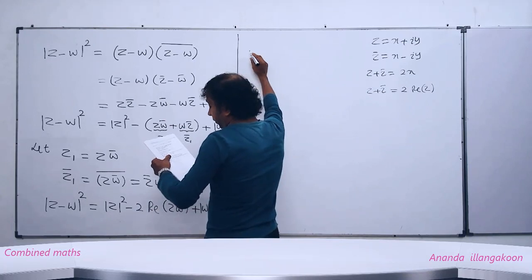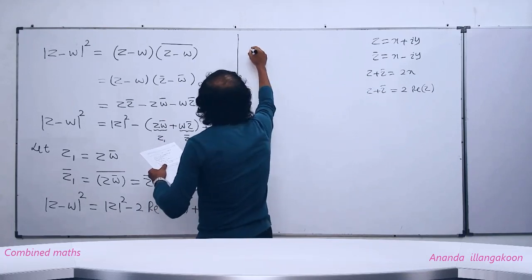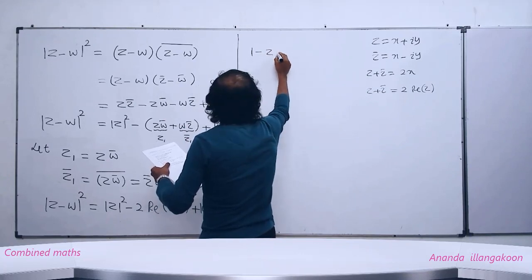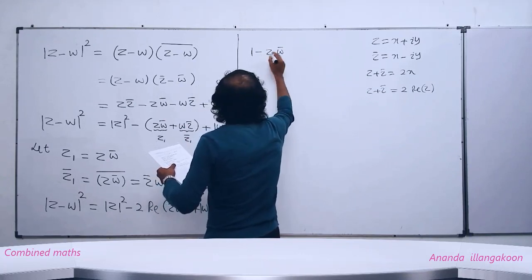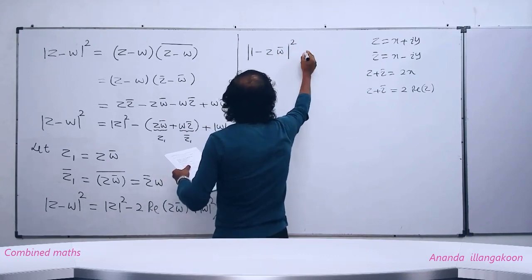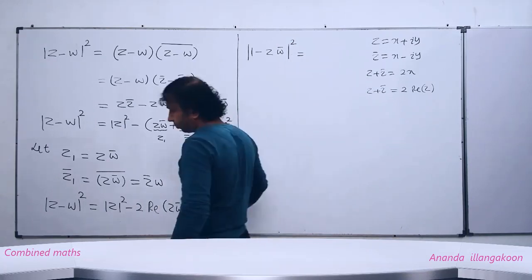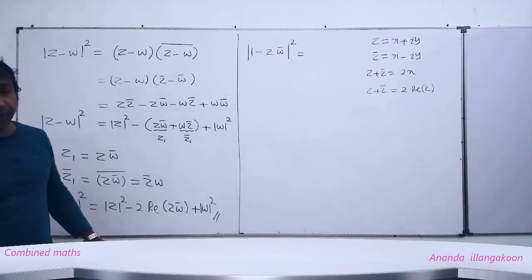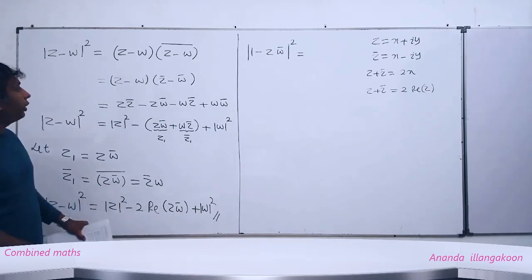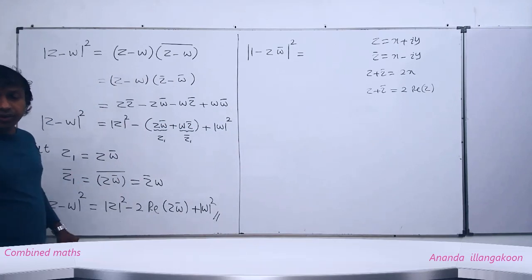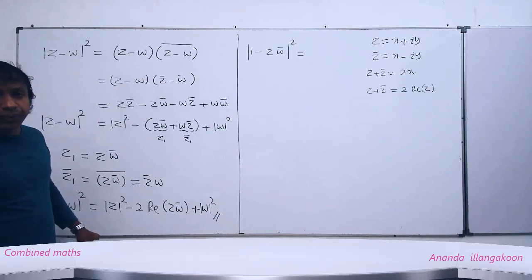First is 1 minus Z W bar modulus perfect square. They are asking people to write a similar expression. Write a similar expression means no need to show the steps in getting that answer. No need to write the steps. Right. How to write, people?